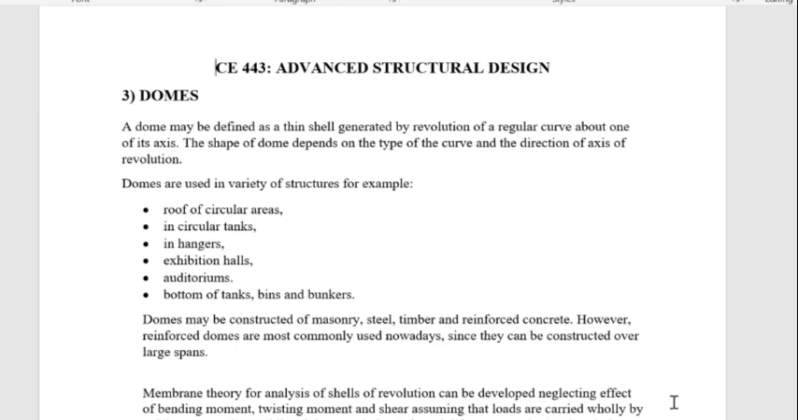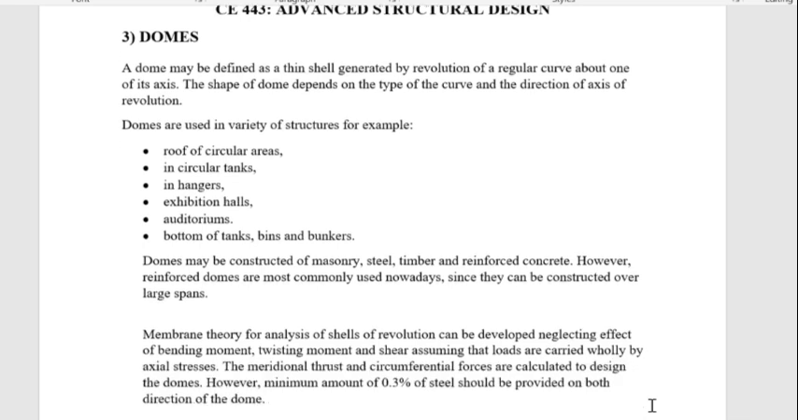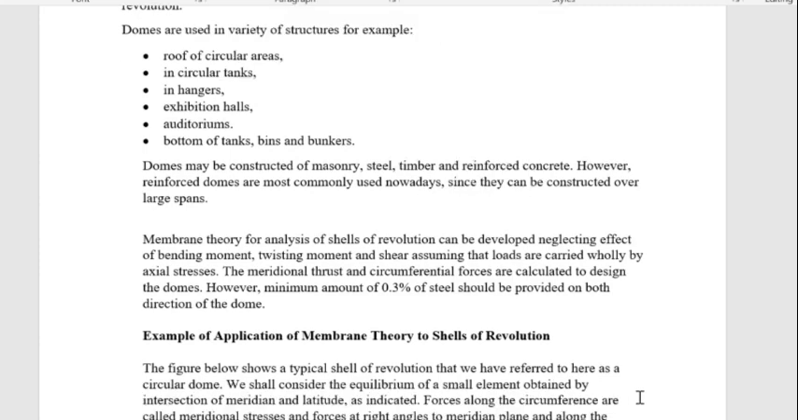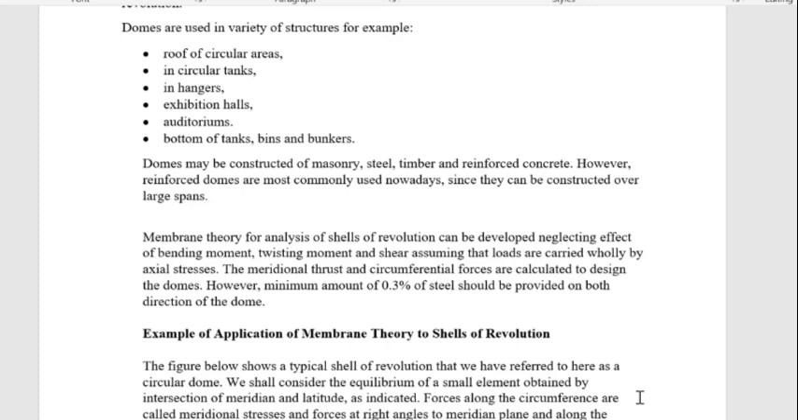The shape of the dome depends on the type of curvature and the direction of the axis of revolution. Domes are used in a variety of structures, as shown, and they may be constructed of masonry, steel, timber, and RC. However, reinforced concrete domes are most commonly used nowadays since they can be constructed over large spans. We apply the membrane theory for analysis of these shells of revolution, and by application of that theory, we neglect the effect of bending moments, twisting moments, and shear, by assuming that the loads are carried wholly by axial stresses.